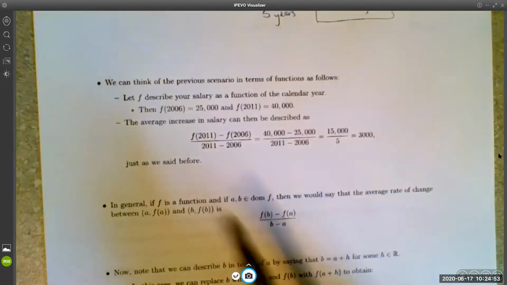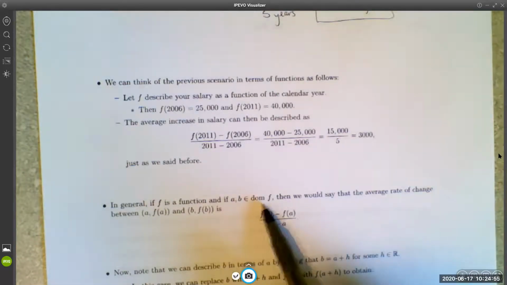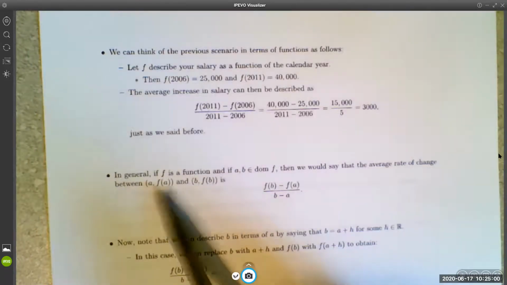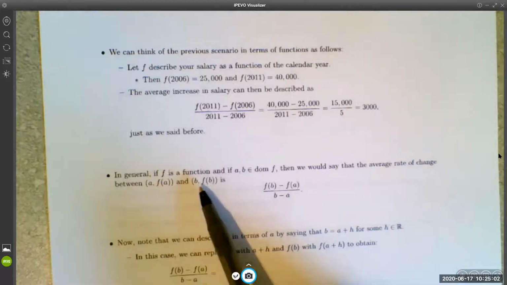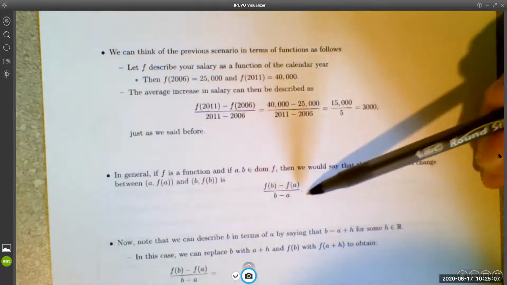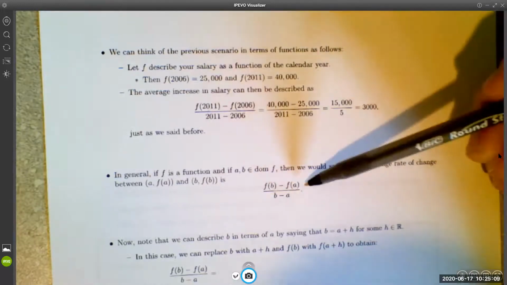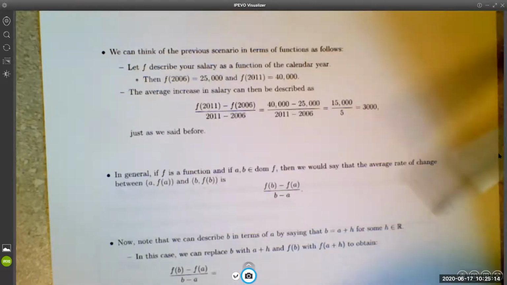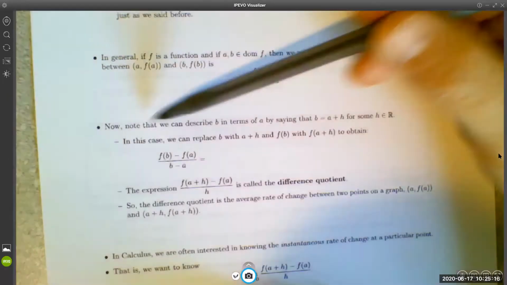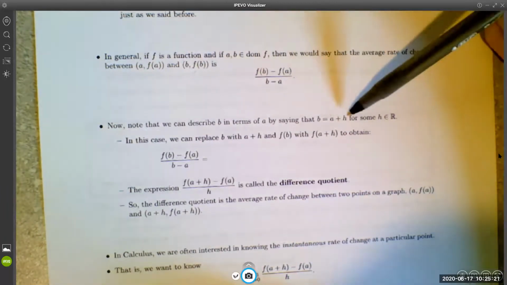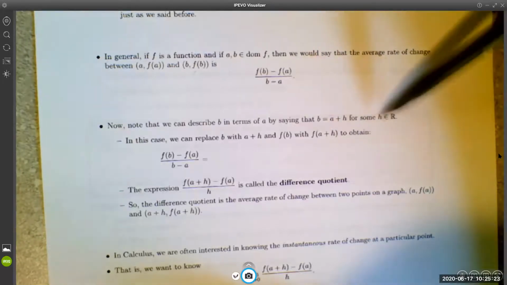So in general, if f is a function and a and b are in the domain of f, then we say that the average rate of change between the points a, f of a, and b, f of b, is f of b minus f of a over b minus a. That's the average rate of change between these 2 points. Now, note that we can describe b in terms of a by saying that b equals a plus h for some real number h.